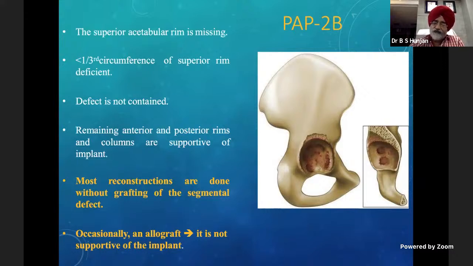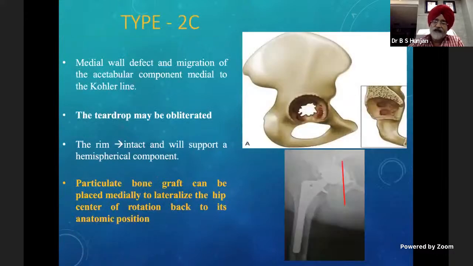Now, most of the reconstructions are done without grafting of the segmental defect. So here in this case, we can put the cup as it is, and occasionally an allograft, if it is not supporting the implant. If the acetabulum is not supporting the cup, then some allograft can be put.